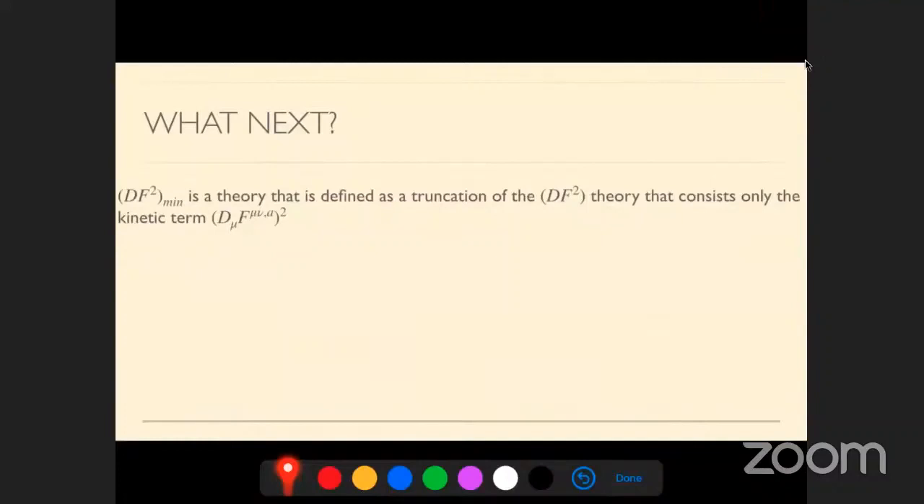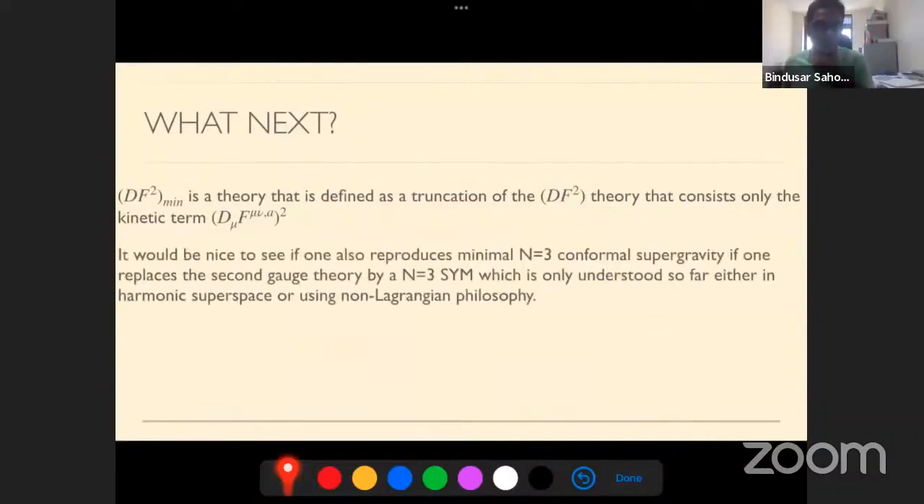Okay. I see. Yeah. So we would like to see this for n equal to 3 conformal supergravity also. But the point is that there is no n equal to 3 super Yang-Mills Lagrangian, as I had discussed, because you cannot have a genuine n equal to 3 super Yang-Mills Lagrangian. Whatever n equal to 3 Lagrangian you write down, it becomes n equal to 4. So all these n equal to 3 superconformal field theories have been understood from a non-Lagrangian point of view.